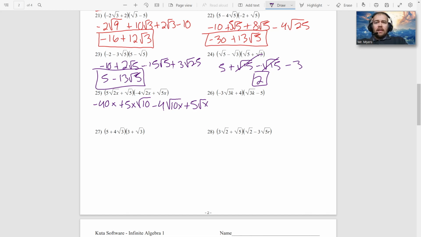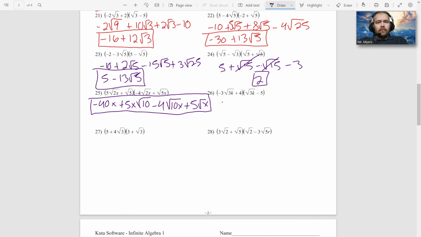This has a root 10, this has a root 10x, this has a root x. None of those are exactly the same. They have to be exactly the same. If they're not like terms, we're done. Right? So it looks ugly, but you don't have to do as much work. So 25 wasn't actually that bad. It just looks ugly, right? There's the good, there's the bad, and there's the ugly.